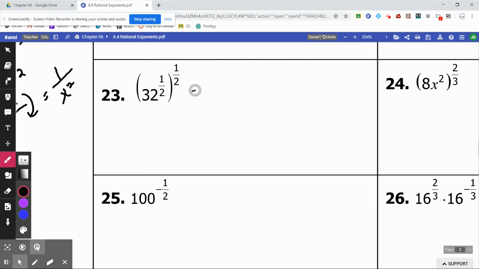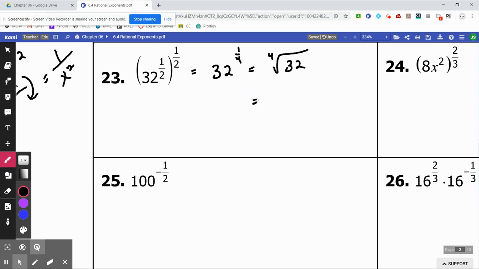23, same thing, powers to powers, let's multiply. This would be 32 to the 1/4 power, which is, again, let's rewrite it as the 4th root of 32. And I think there's a 4th root in there that I know. Let's say 2 to the 4th is 16. So let's split this into the 4th root of 16 and the 4th root of 2. The 4th root of 16 is 2 times, let's leave the other one as the 4th root of 2.